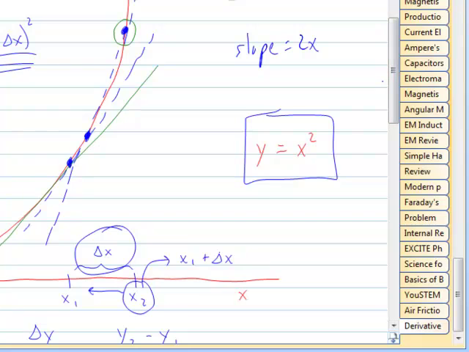So for example, if we had an x value of 2, we can plug that into this derivative equation, this slope equation that we just got. 2 times 2 is 4. So the slope of a tangent line at x equals 2, y equals 4 is 4. If we wanted x equals 10, the slope at that point would be 20. If we wanted an x value of 100 on this curve, the slope would be 200, and so on.